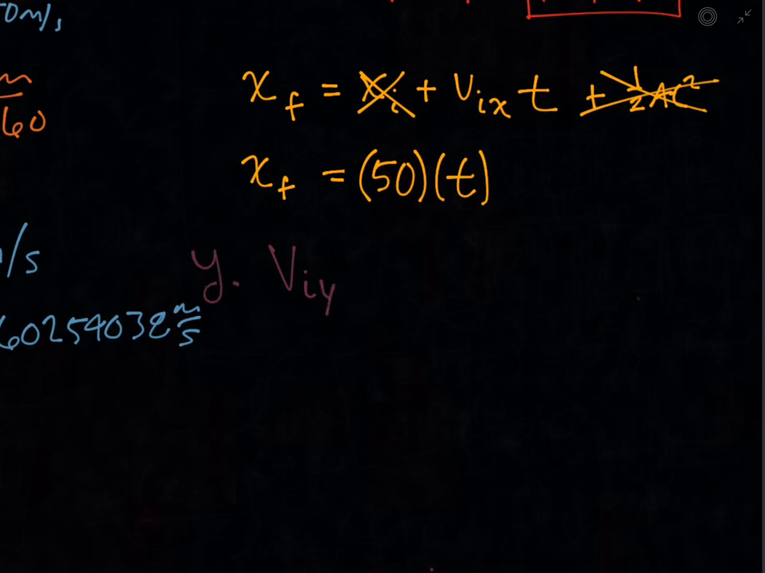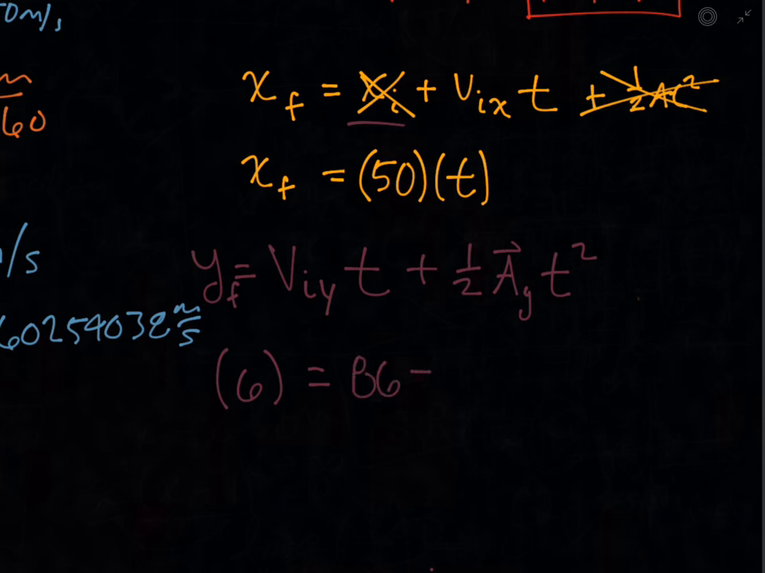y final is equal to, again, the initial position. We don't have that, so we're just going to omit it, times time plus 1/2 acceleration due to gravity times time squared. And so, again, what we're plugging into our calculator is we're saying, okay, I want the final position to be 6 meters, and I want the initial velocity to be this 86 number times some time plus 1/2 times 9.8, so we're going to be subtracting 4.9 meters per second squared times some t squared.